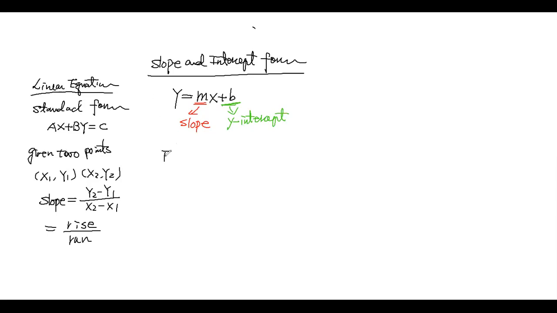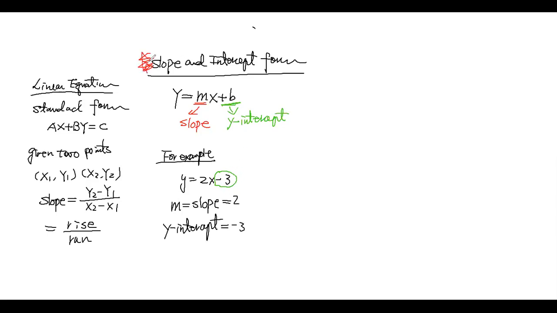Anything in this form, we say it's slope and y-intercept. So for example, if I have y is equal to 2x minus 3, from this I know the slope m is equal to 2. Now what is my y-intercept? The y-intercept, remember, includes the sign in front of it. So the y-intercept is -3. This is a very, very important form. Like I say, we call it the golden form for the linear equation.